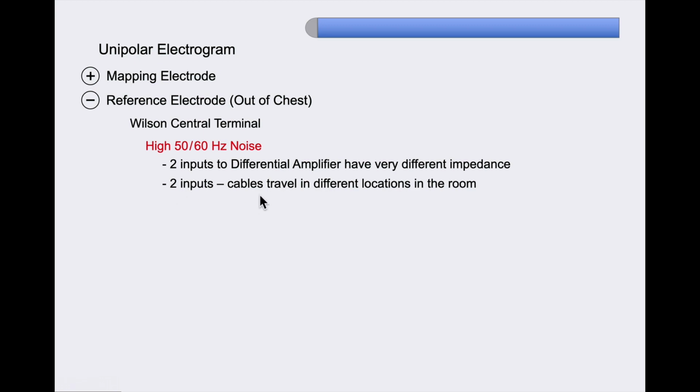The reason the bipolar electrograms don't have much 60 hertz noise is that the wires from the electrodes in the catheter and the cables are right next to each other. So they see the same amplitude of noise from each piece of equipment, and when you subtract one from the other, you eliminate that noise. That's called common mode rejection. Because the cables are traveling in different parts of the room, you don't have common mode rejection, so you've lost that. And that's probably a very big cause of the noise level.